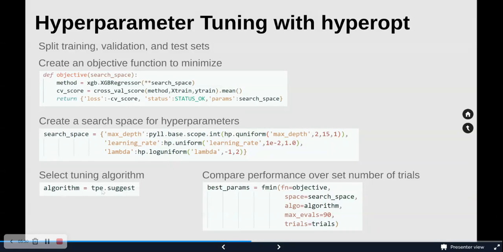The tuning algorithm is what picks new hyperparameters to try out. In HyperOpt, the tuning algorithm kind of smartly notes which hyperparameters perform well and maybe looks in the neighborhood of those, rather than doing something random like random grid search. And then over something like 90 evaluations, it compares the scores reported by the objective function and finds the best performing model.